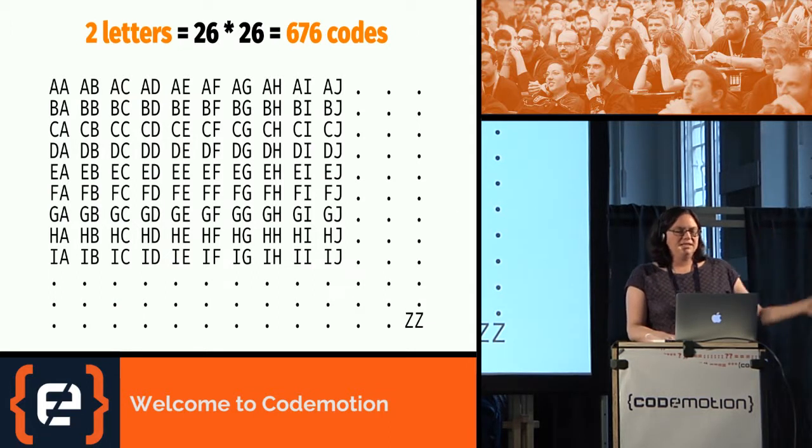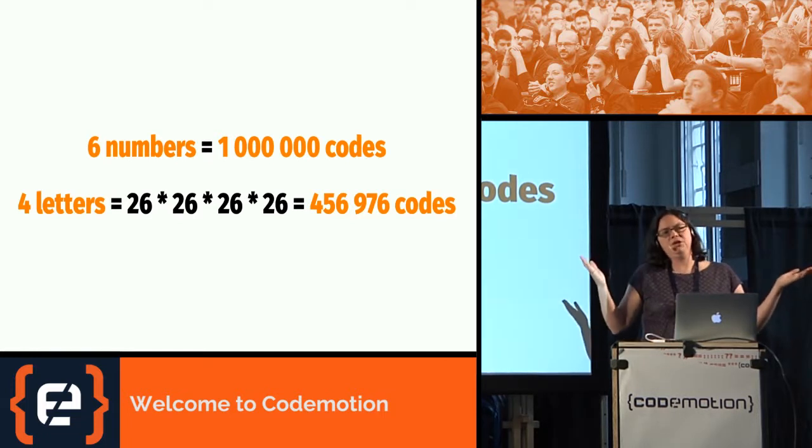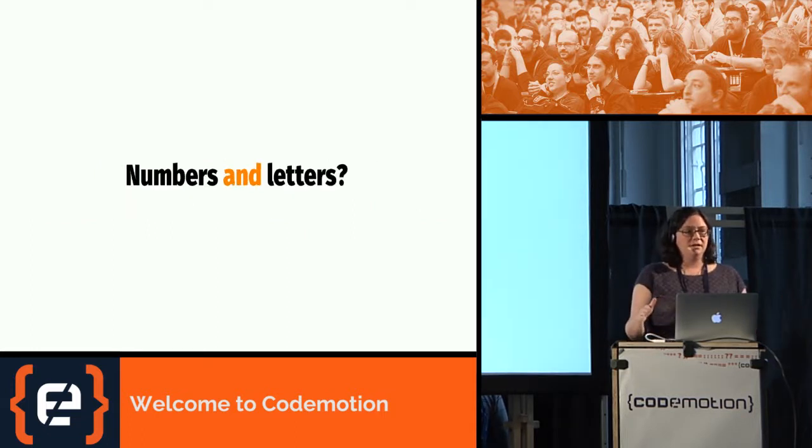So what if we did 6 digits, 6 numbers? That gives you 1 million codes if you use leading zeros. That's pretty good. That might be enough. You could have them shorter. You could use letters. Then you get 500,000 codes. That's still kind of a lot of codes, right? Sounding pretty good, right? What if we did letters, numbers and letters, right?